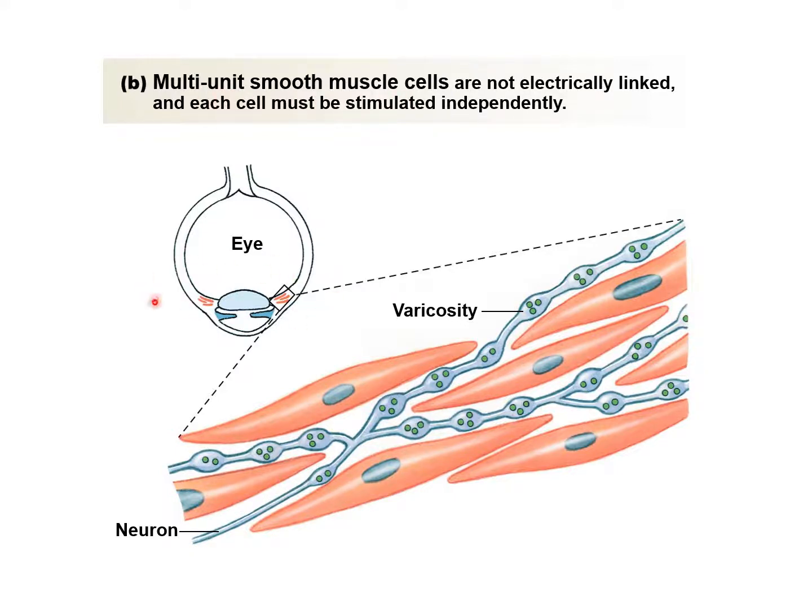The ciliary muscle in your eye is an example of a multi-unit smooth muscle. But again, we're talking about a classification schema here. We have location, we have contraction pattern, and we have how the cells interact with other muscle fibers.